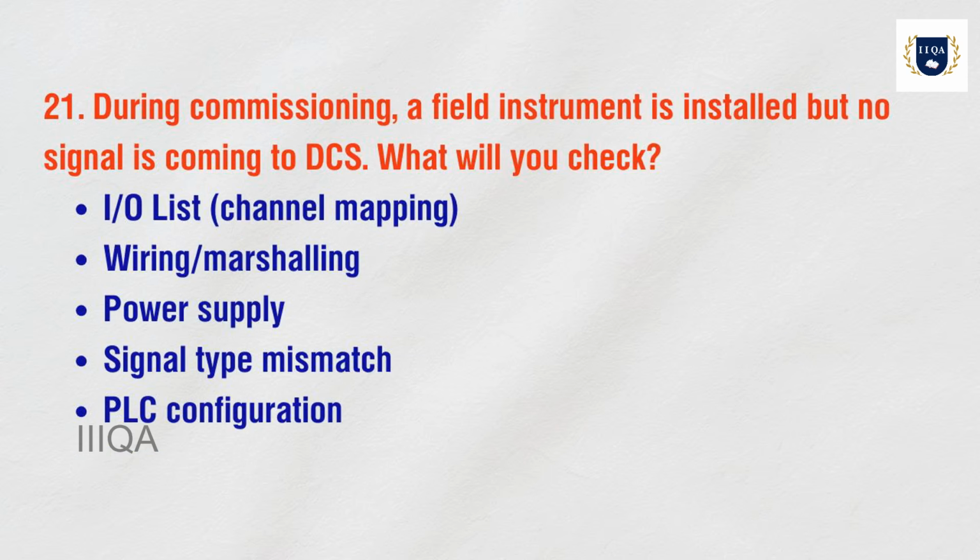During commissioning, a field instrument is installed but no signal is coming to DCS. What will you check? I/O list, channel mapping, wiring, marshaling, power supply, signal type mismatch, PLC configuration.